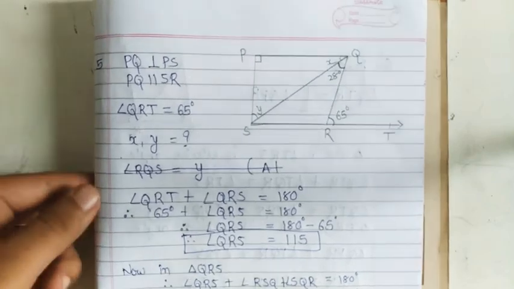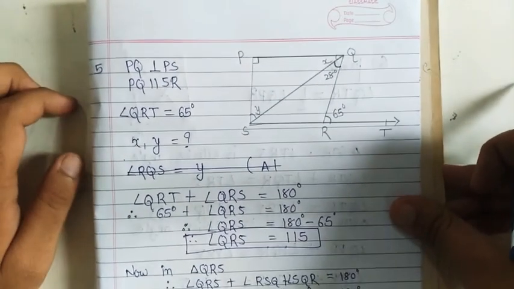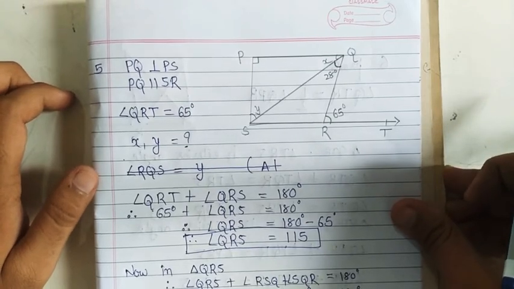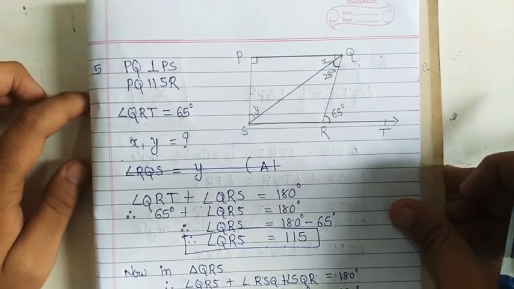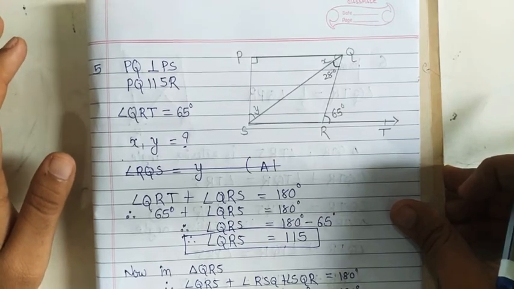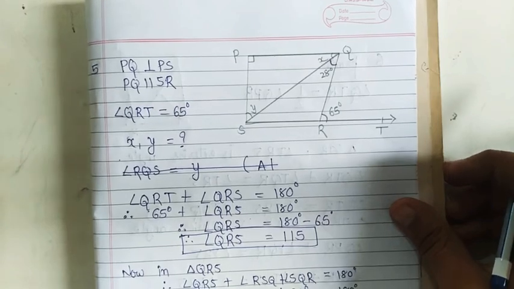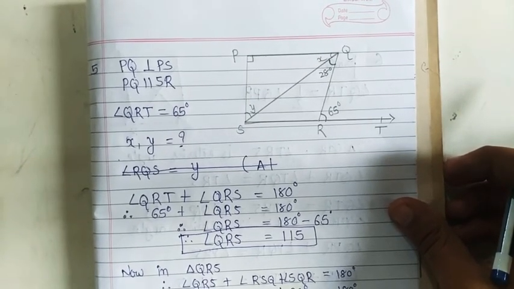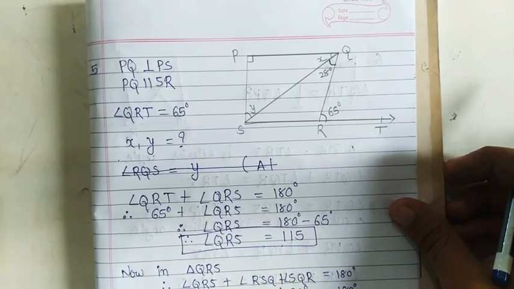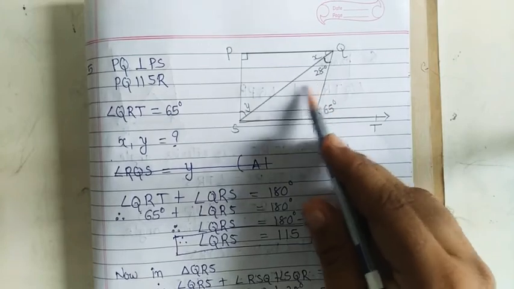Now question number 5, in this the figure is given like this, and here we have to find the value of x and y. So here this sum we can do by two methods. So first of all, in the properties of triangles we learned that the exterior angle is equal to the sum of the two opposite angles. Okay, so 65 is the exterior angle for this triangle.